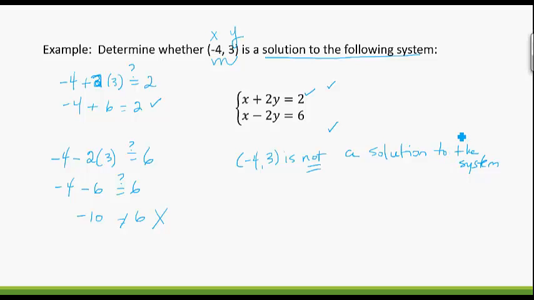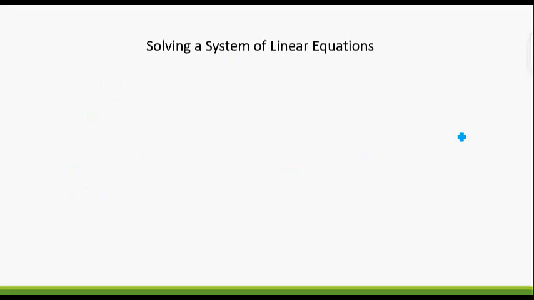Okay, so let's talk about how we can find solutions to systems. So, solving a system of linear equations. When you solve a system of linear equations, really all you're doing is finding that point of intersection. So if you have two lines that cross right here, this is an ordered pair x, y that, when you substitute it into each linear equation, should make them both true. This is a point that works for both equations.